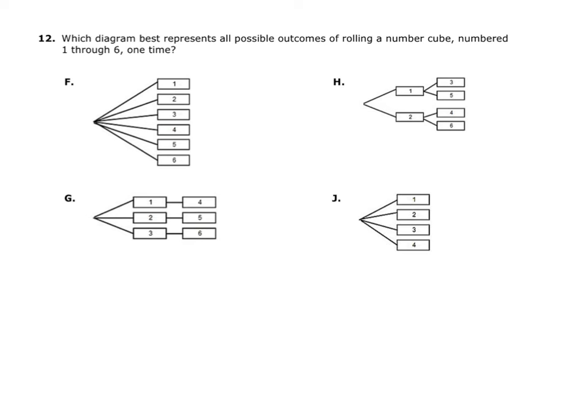Number 12 says, which diagram best represents all possible outcomes of rolling a number cube numbered 1 through 6 one time? So I throw that number cube once, and I should get 6 different outcomes, or I have 6 total outcomes possible. So for F, that looks like it's my answer because I have 6 different outcomes from one event right here. Okay, H has one event here, and it only shows me 2 possible outcomes. So H can't be it because I have 6 total outcomes possible.